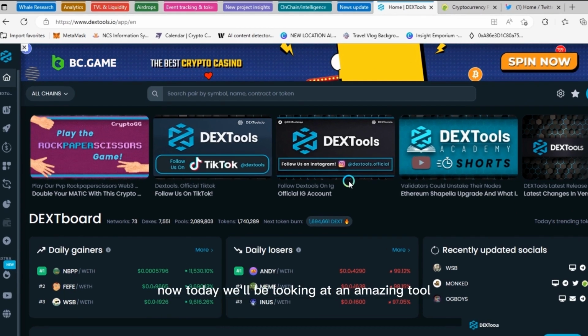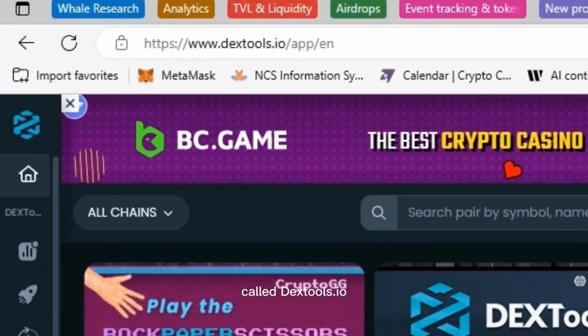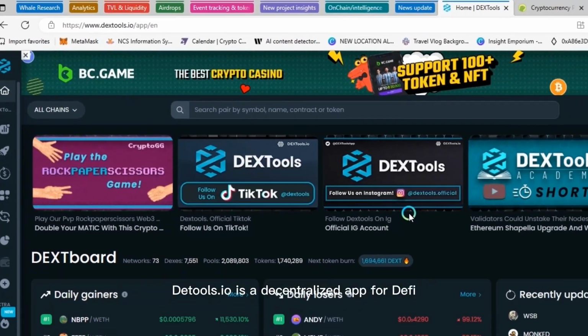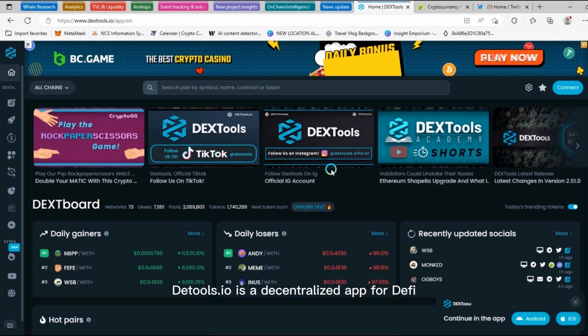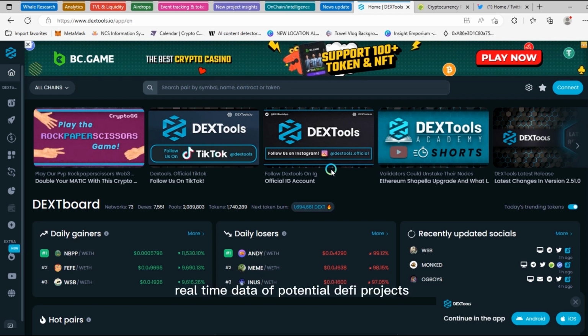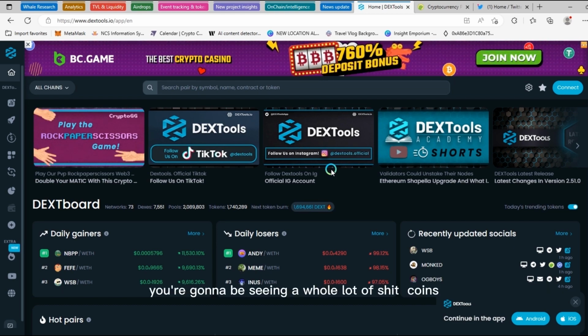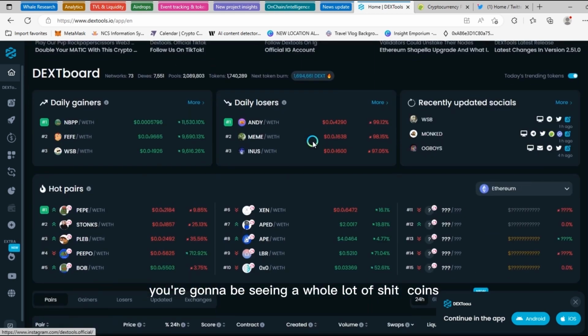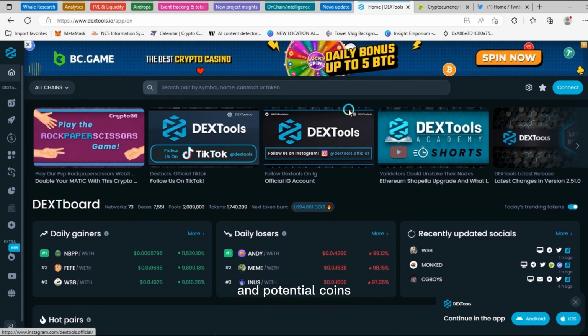Today we'll be looking at an amazing tool called dextools.io. Dextools.io is a decentralized app for DeFi. It gives you real-time charts, real-time price, real-time data of potential DeFi projects. On this platform, you're going to be seeing a whole lot of shitty coins and potential coins.